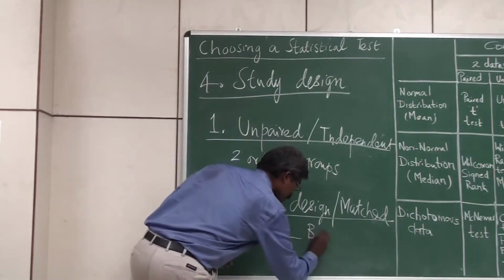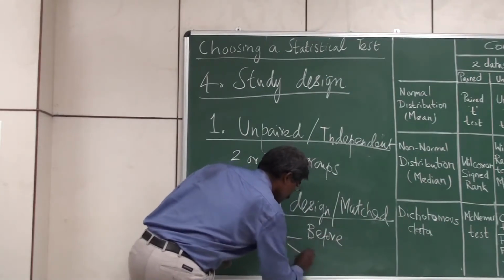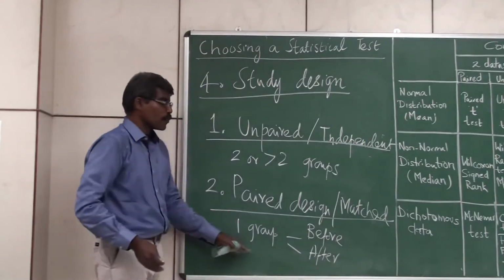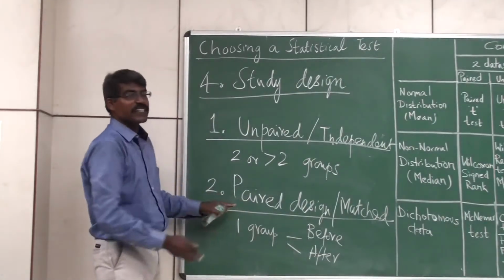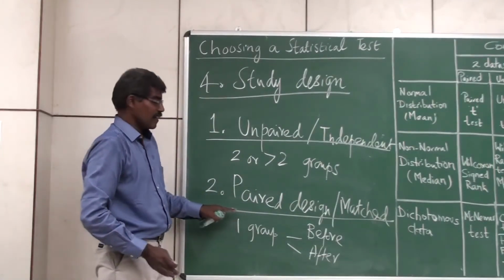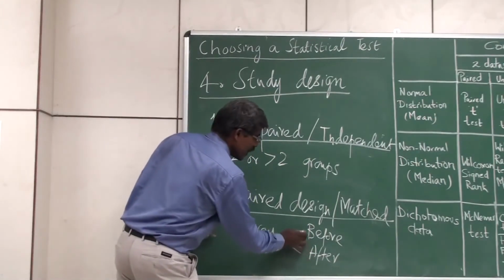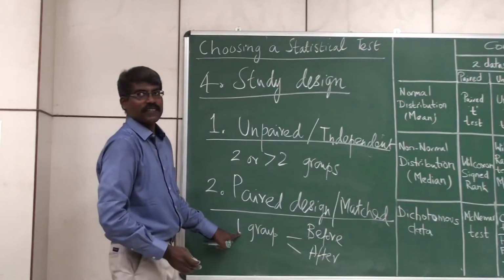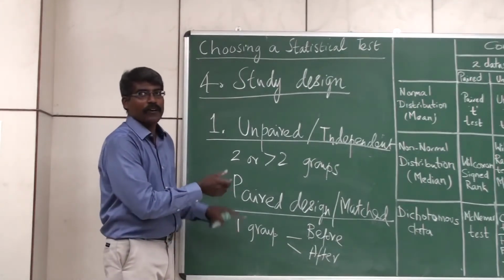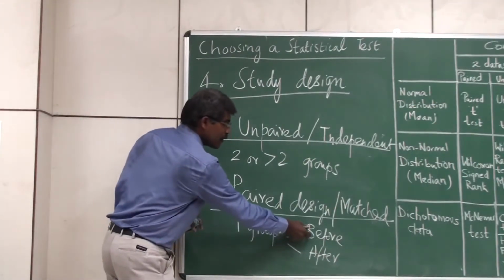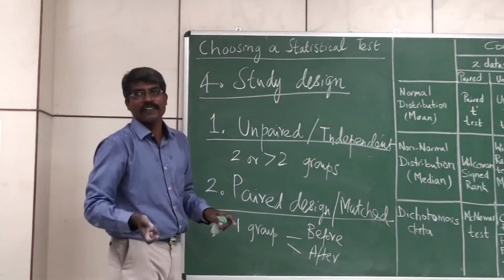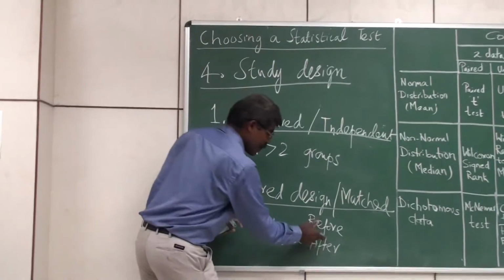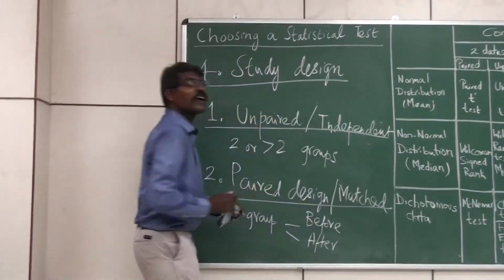Before giving a drug, I measure, and after giving a drug, I measure. So I have 2 data sets, one group, 2 data sets. So this type of design is called paired design. These 2 data are paired to one single subject. They always go as a pair. You cannot put before data of one person to after data of someone else. Right? So that's why this is called paired, or they are matched to each other. That's why it's called matched design.